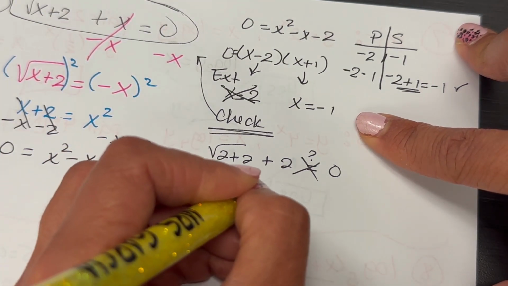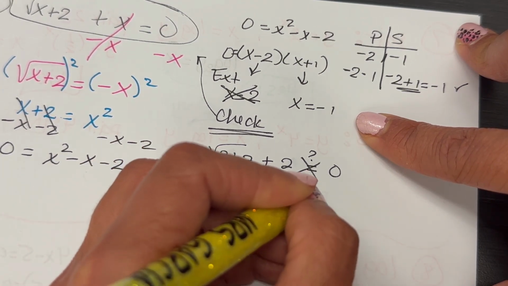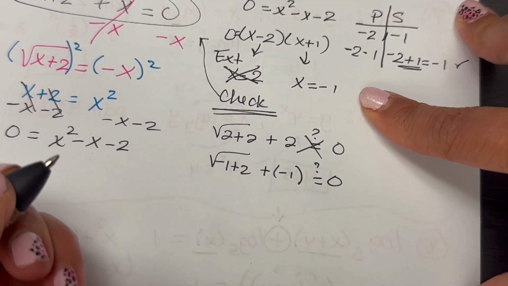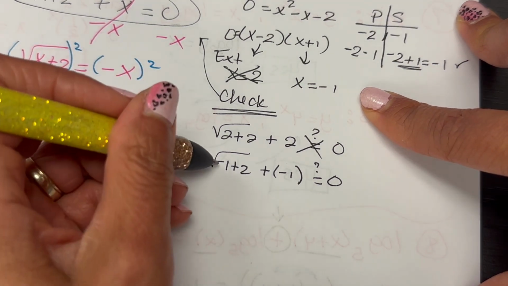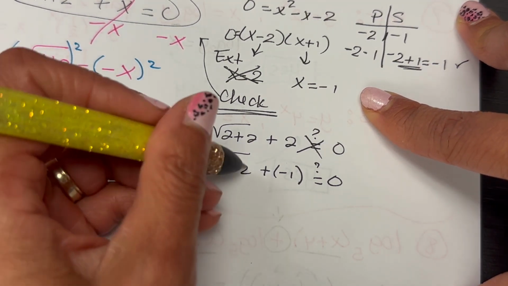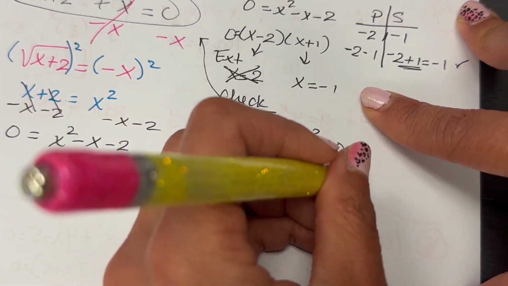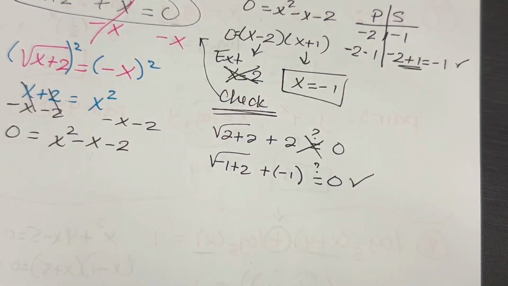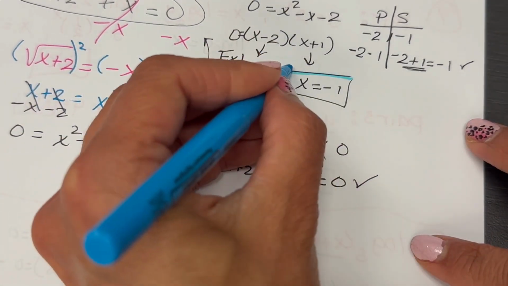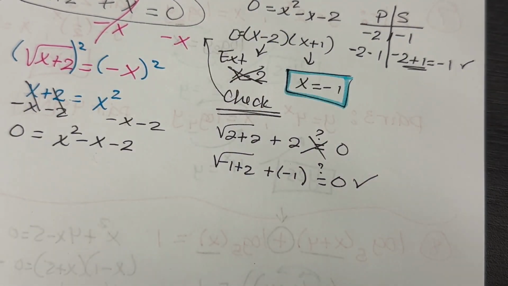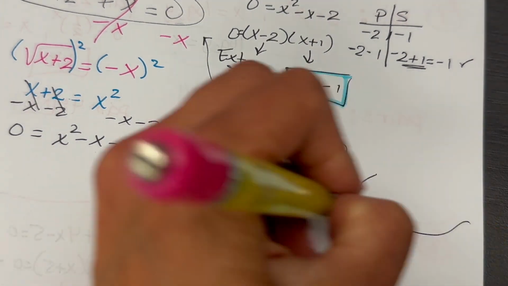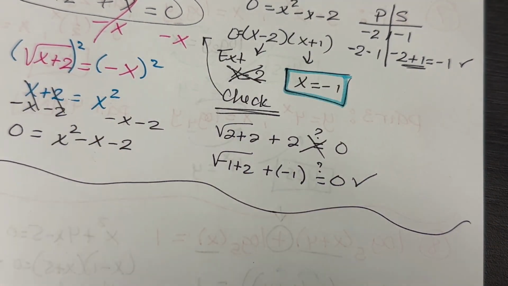-1 plus 2 plus a -1. Does that equal 0? That one works because -1 plus 2 is 1. The square root of 1 is 1. 1 plus -1 does equal 0, so that one works. So the only solution is x equals -1, and you would type that into the box. Number 12. Number 12, on this one, we don't really need to write much down.